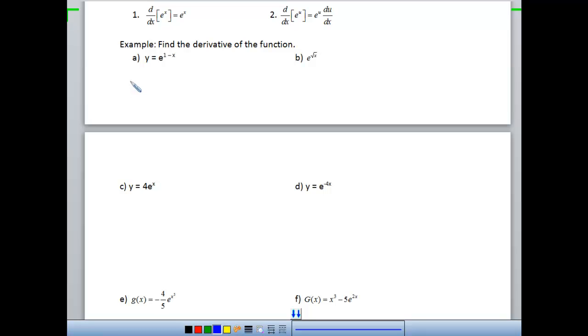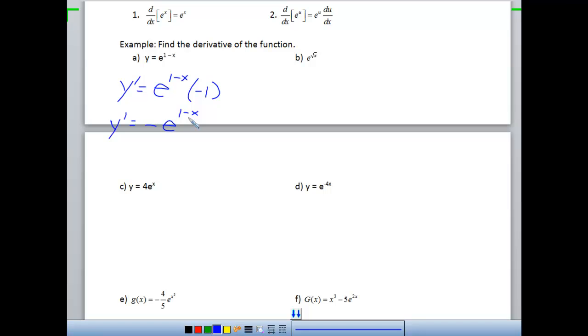All right, we got y prime equals e to the 1 minus x. So that's the e to the u part. Now the derivative of 1 minus x is what? Negative 1. So we might just say y prime equals negative e to the 1 minus x.